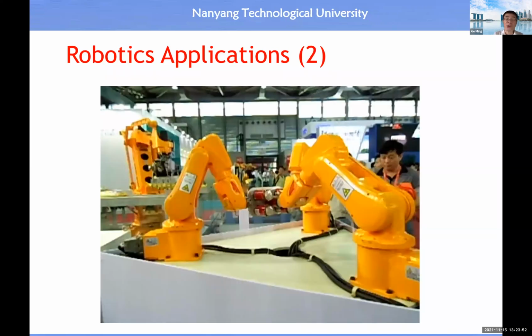This video will show you the typical scenario of material handling with coordination among the three robotic arms, which involves the execution of a complex motion dynamically.